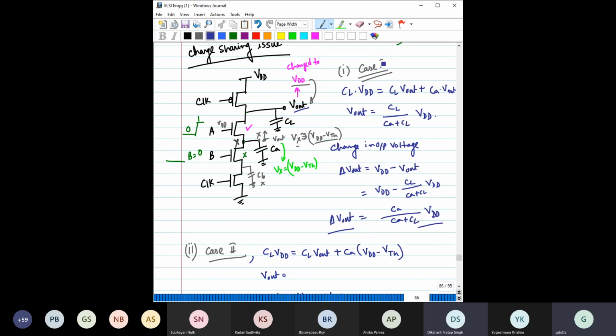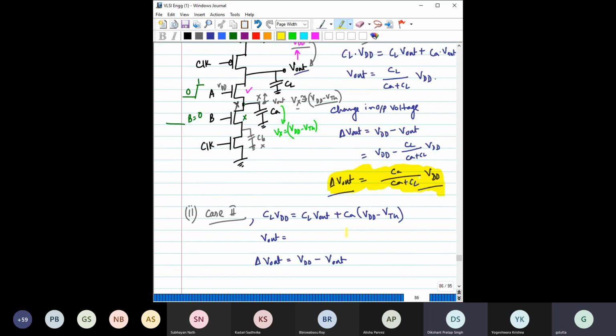Okay, so how will we understand which of these two scenarios is going to occur, whether it is case 1 or case 2, right? Obviously we have understood one thing: this delta V out is the most general case. Now, tell me one thing.